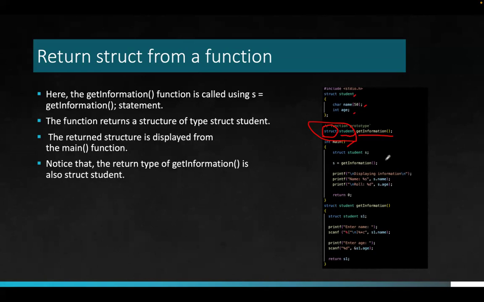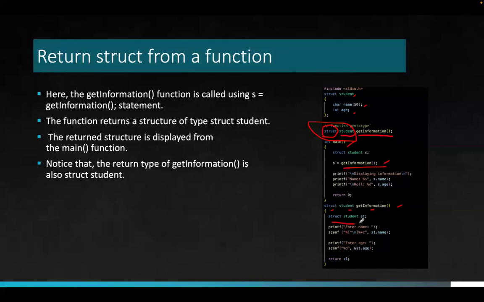s is equal to get information. Very simple. We just called one function, get information. It doesn't need any argument. Now the function call will happen, so the compiler will jump from here to the definition of the function over here. Now struct student get information. The return type is structure, so it should return a structure here.